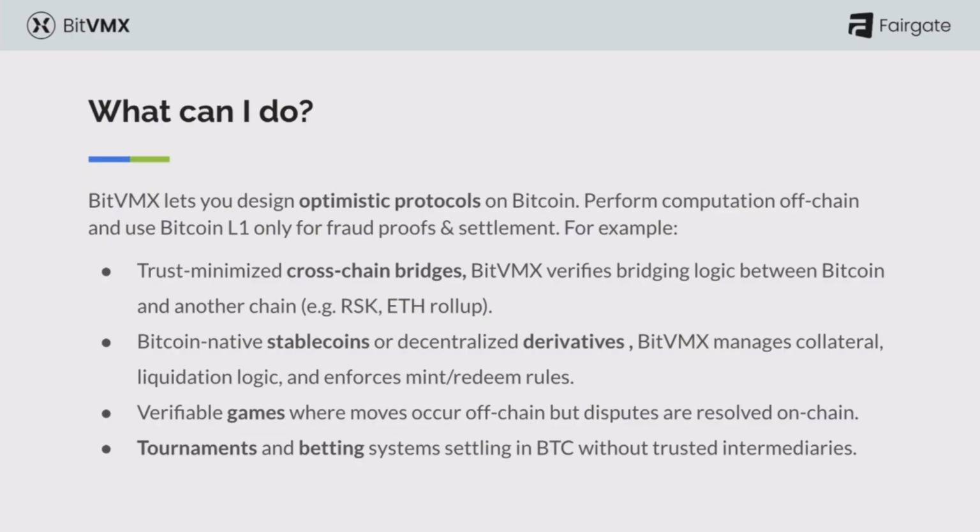If that stablecoin moves out of its peg or whatever, you can enforce rules over the collateral, and the computation can be done off-chain. Also, you can enforce mint and redeem rules on it. We have also verifiable games. Any game you want can be made with BitBMX.